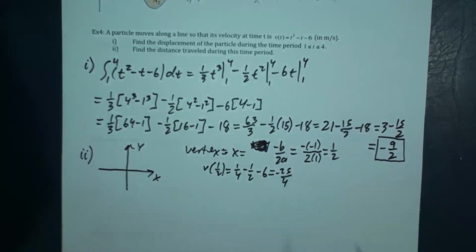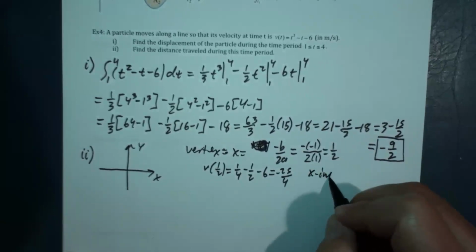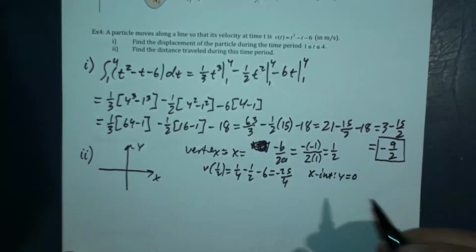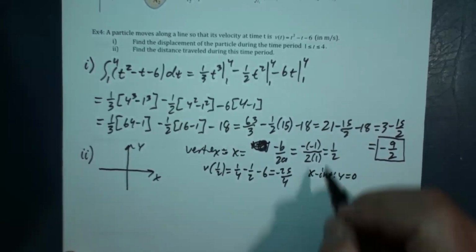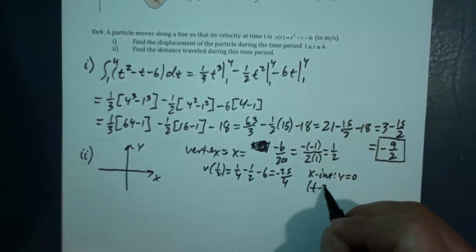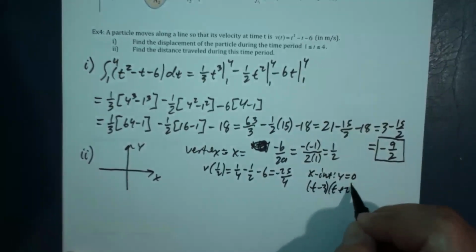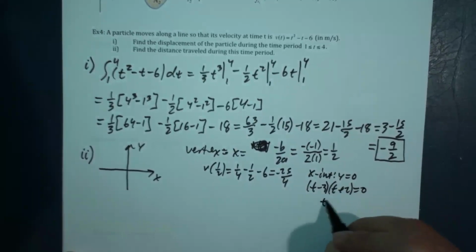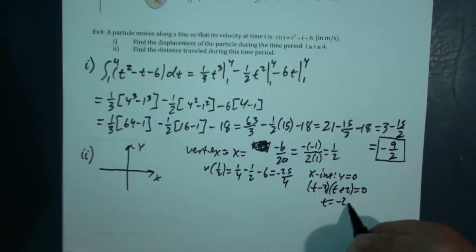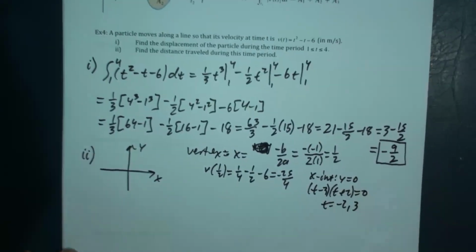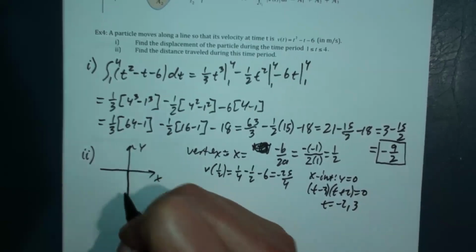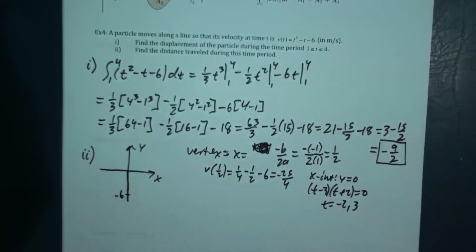And it looks like we're going to have x-intercepts at, see, I'm going to go ahead and factor that. That's going to be t minus 3, t plus 2 equals 0. So we're going to have it at t equals -2 and 3. And a y-intercept at -6.